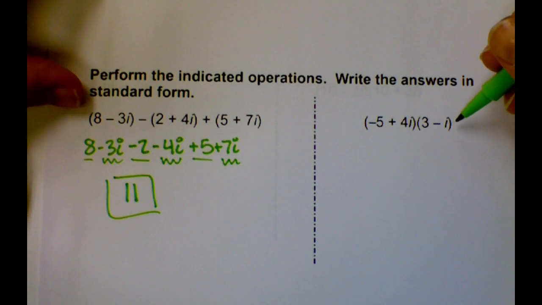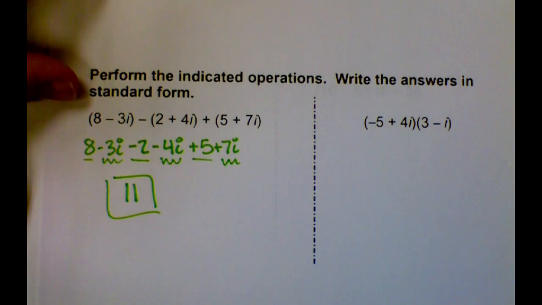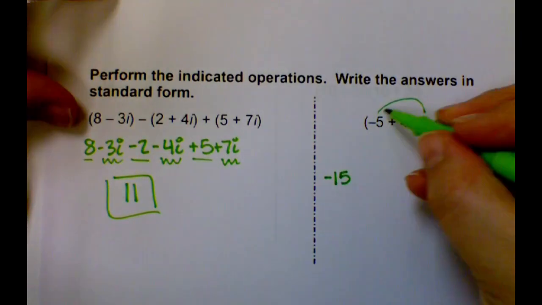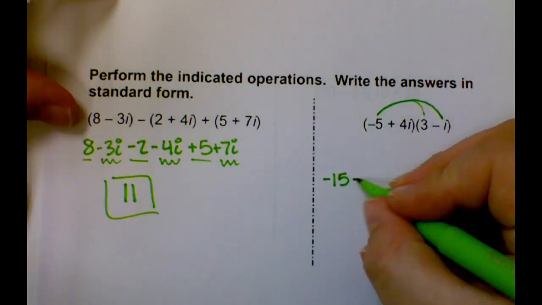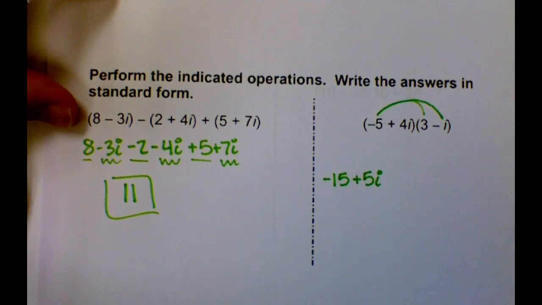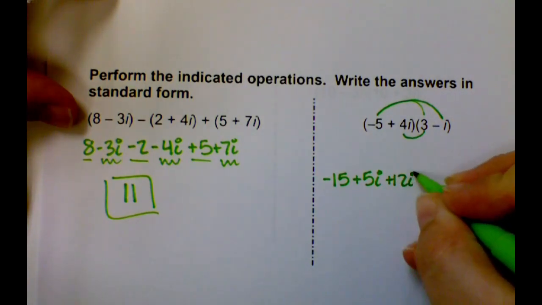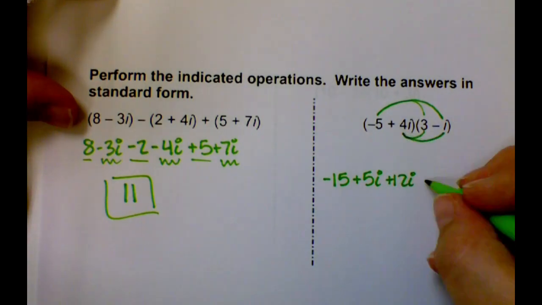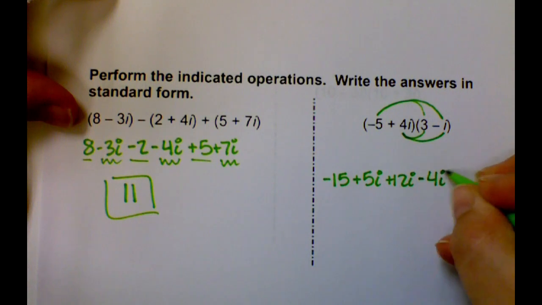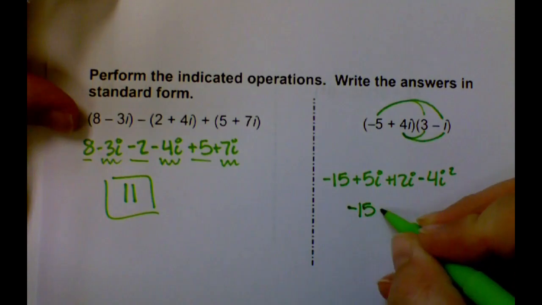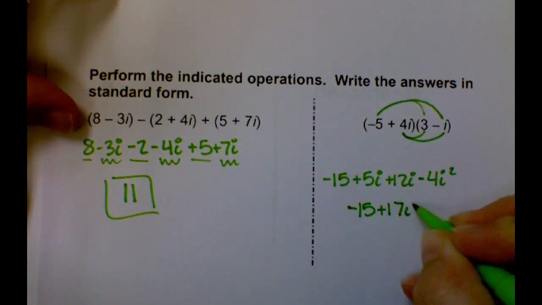This one, we just have to FOIL, just like we would have with polynomials. Negative 5 times 3 is negative 15. Negative 5 times negative i is positive 5i. 4i times 3 makes positive 12i. And 4i times negative i makes negative 4i squared. Combine my like terms, I get negative 15 plus 17i.